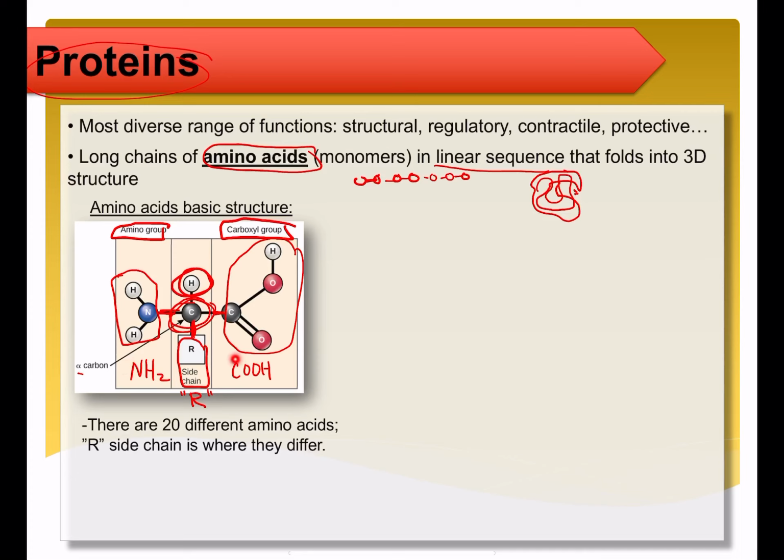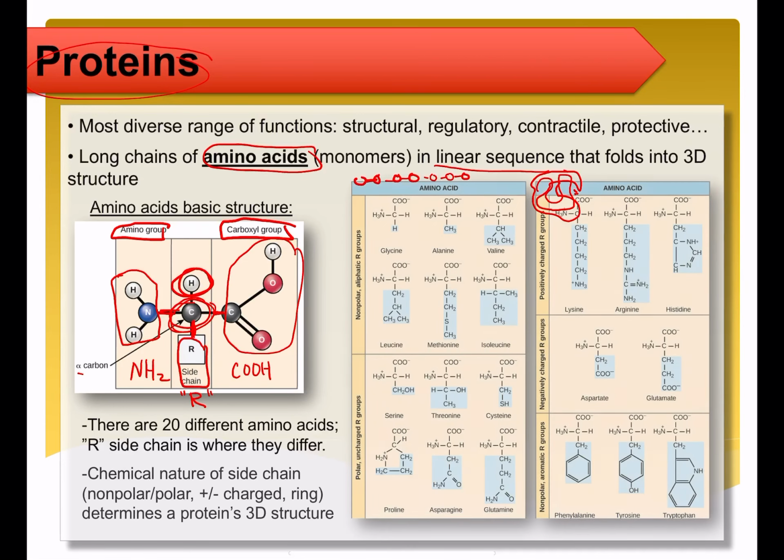Okay, they all have an amino group, they all have this hydrogen right here, they all have a central carbon, and they all have a carboxyl group. What differs between them is this R side chain group right here. Okay, so that's where the different amino acids will differ, and how the side chains differ between the 20 amino acids is their chemical structure or nature, which can be either nonpolar or polar.